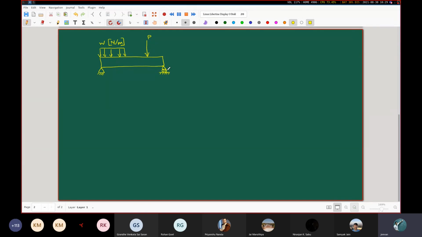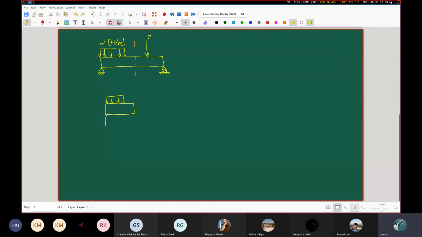What I'm more interested in highlighting to you is to take a cut section like this and illustrate that if you focus your attention on the left part of this cut section, and draw the free body diagram, you will see something like this. Of course, you have the loading present here like this.